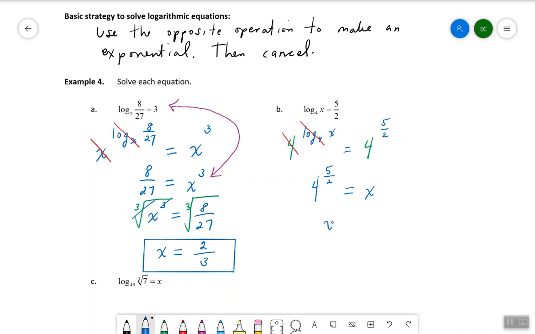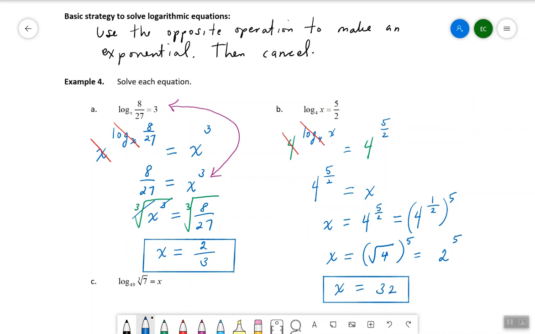I guess it would be nice to get x over here on the left side anyway, so we'll write 4 to the 5/2. You could put this in your calculator, but it'd also be fun just to simplify it. We talked about how to do this in a previous section. We can deal with the numerator and denominator separately. We can split them apart using a property of exponents. And then 4 to the 1/2 is just the square root of 4. And so the square root of 4 is 2, raised to the 5th gives us 32. And there's our answer.